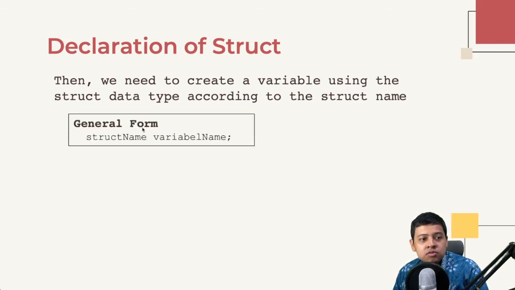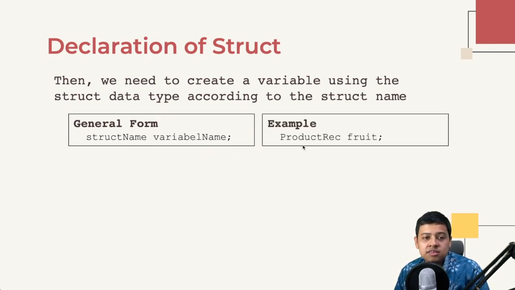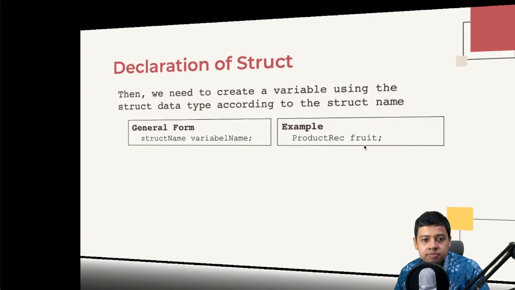Here's the example. So we have the struct name over here, and then we create a variable name over here. This is the example. Like before, we produce a product rack for the struct name, and then we have this variable name.